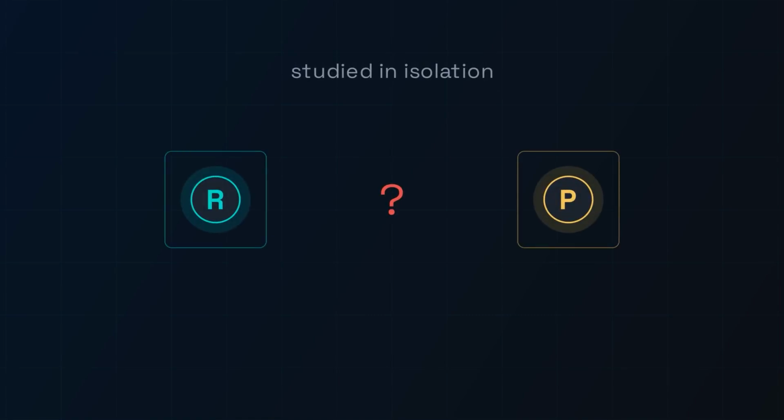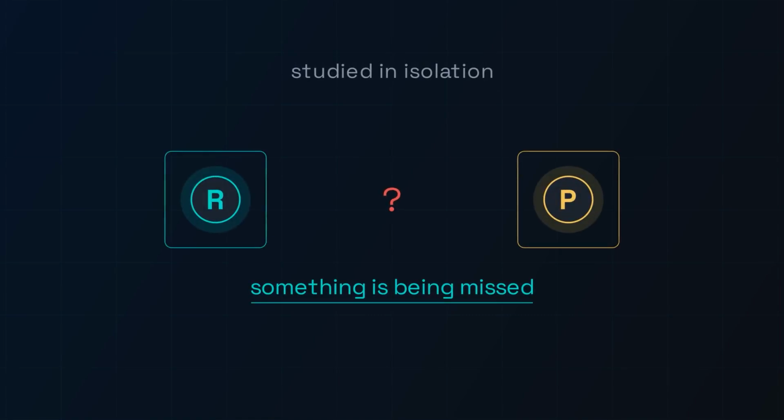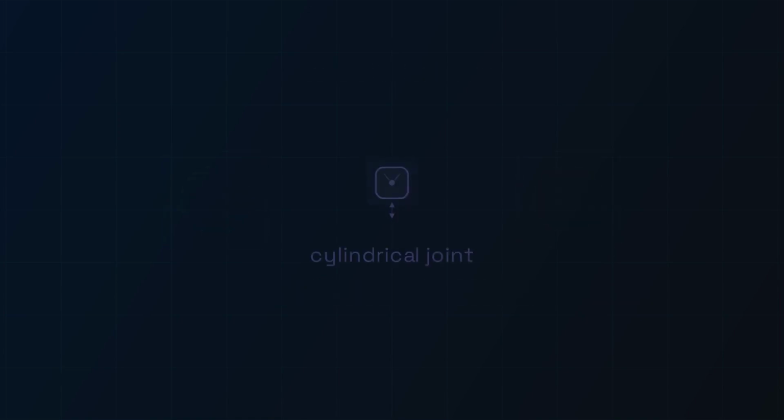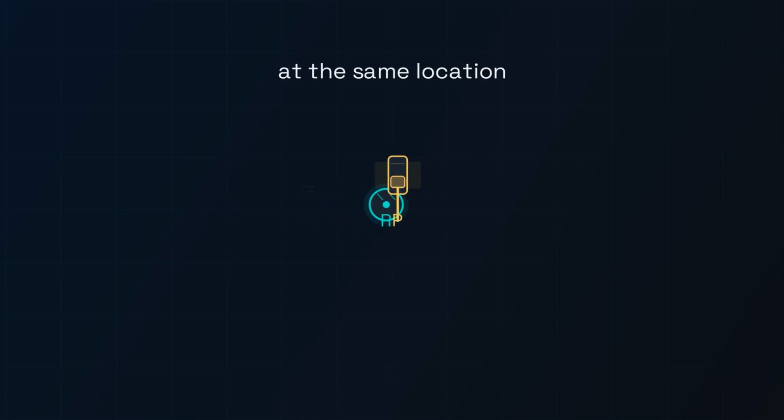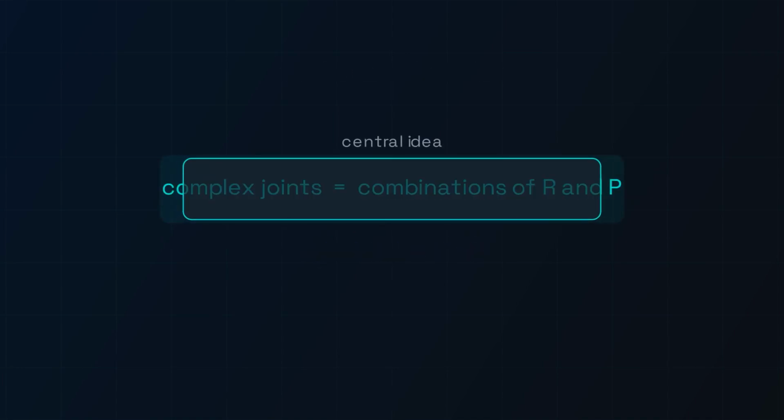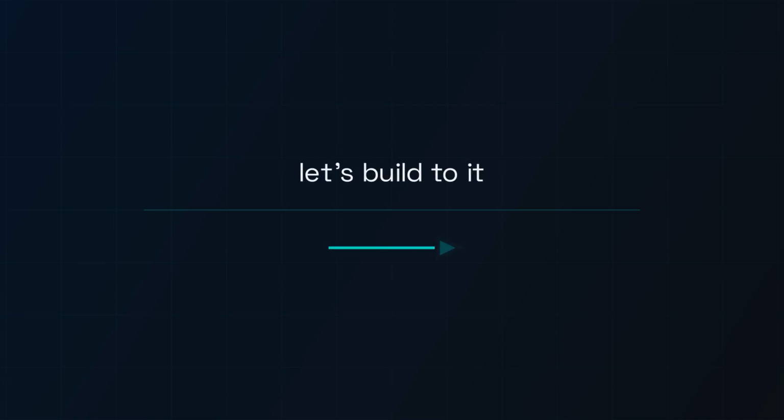Specifically, they reveal something that is easy to miss when you only look at revolute and prismatic in isolation. Every more complex joint type is actually a combination of revolute and prismatic joints acting at the same location. That's the central idea of this video. Let's build to it properly.